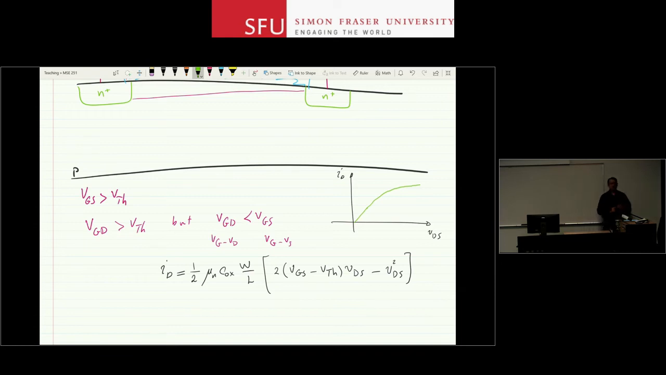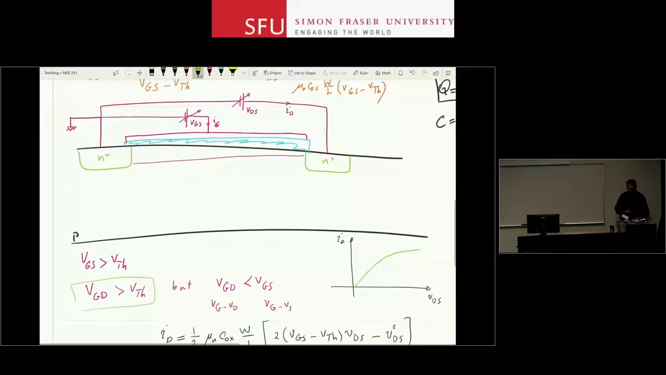But if I keep increasing VDS, at some point, this condition that I have here is not going to be valid anymore. Right? So at some point, VGD can drop below the threshold voltage, right? If I keep increasing the drain voltage and keep the gate voltage constant, let's say the threshold voltage is 2 volts, my gate voltage is 3 volts, I can keep increasing VDS, and at some point, let's say I go past the 2 volts that I need to keep the channel at the drain end.